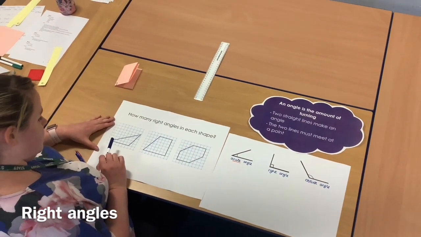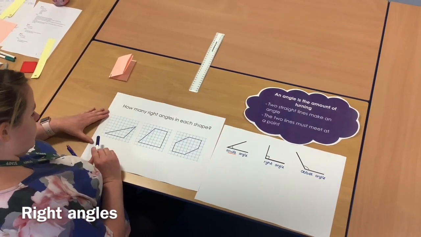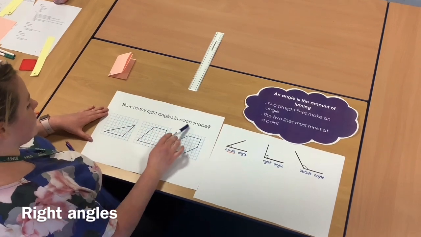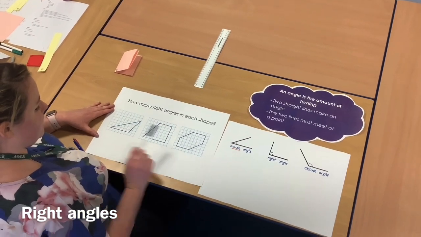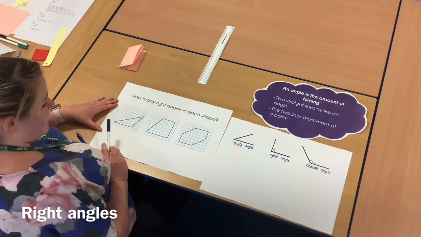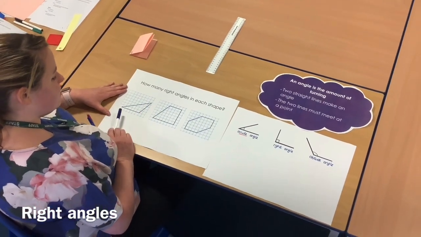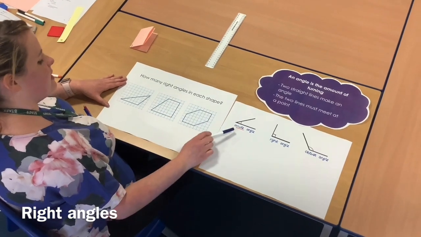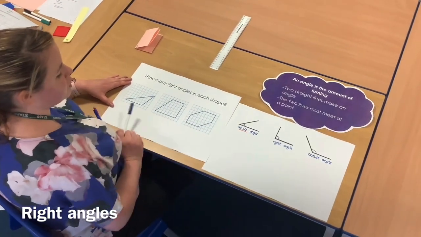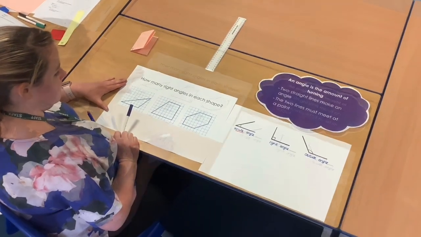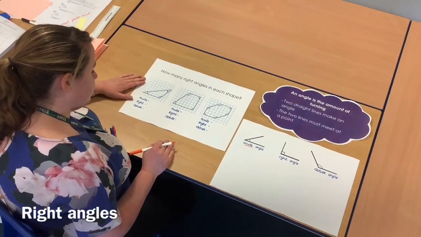What I'd like you to do is, in a moment, pause the video. How many right angles can you find in each shape? And as a bit of an extra challenge, if you can't find any right angles, can you find any acute angles or any obtuse angles? So pause the video. Right, let's see how you got on.